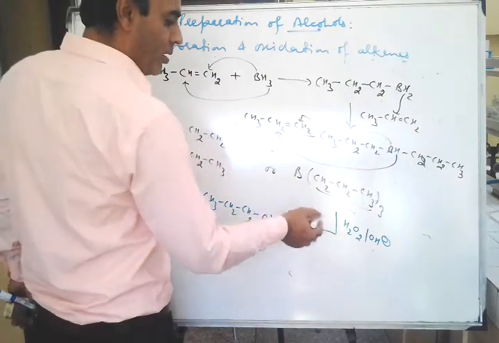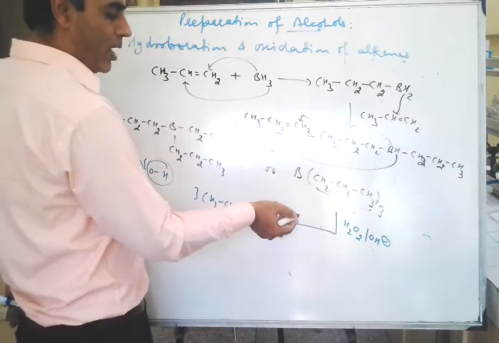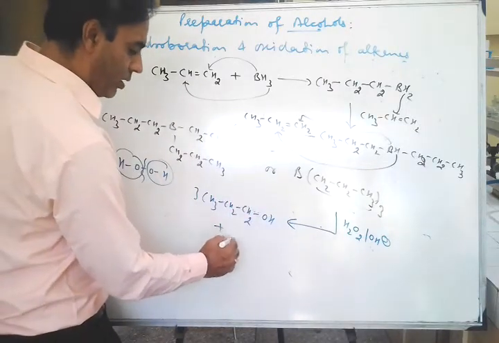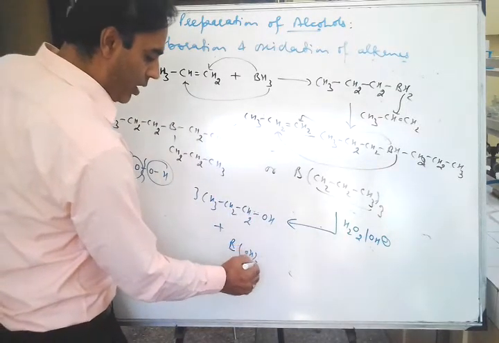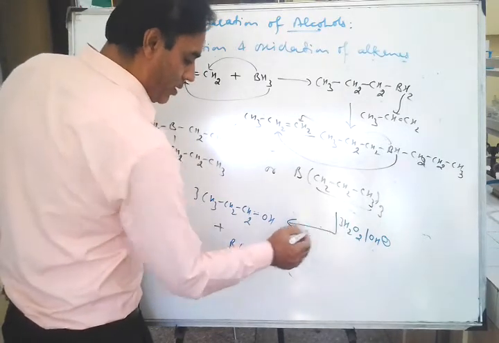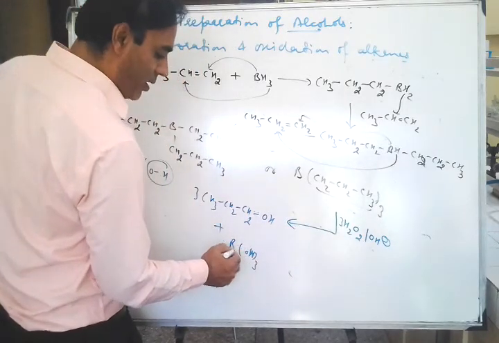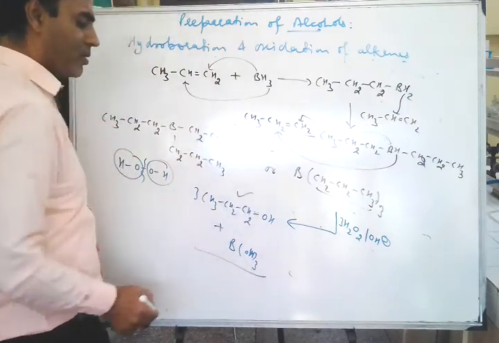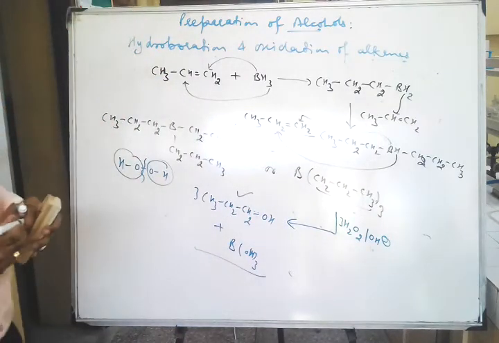And now OH groups will also get bonded to boron. So you can write B(OH) thrice. Now you can balance it, right? So this is B(OH) thrice. So this is the final product, that is alcohol is formed.